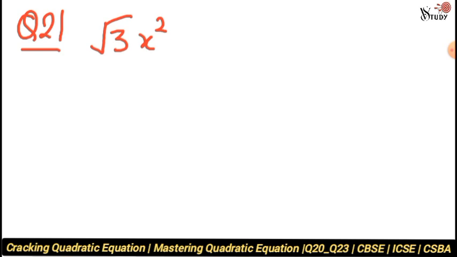Now we are going to solve question number 21 of R.S. Aggarwal book from class 10th. We are cracking the quadratic equation and mastering the quadratic equation. √3x² + 10x − 8√3 = 0.